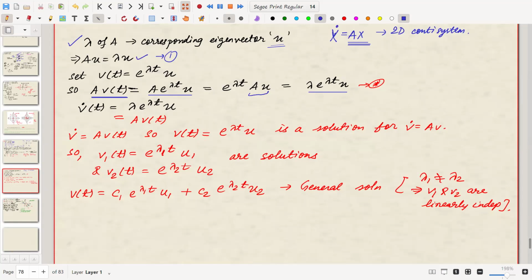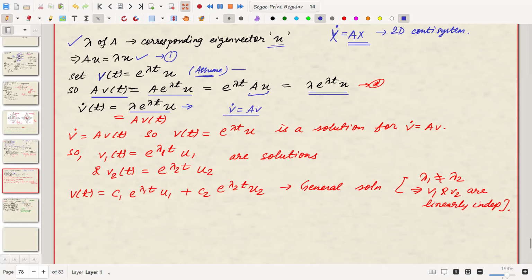Now, you already know that V of t is e to the power lambda t U. This is the assumption. Suppose this is the case. Then can you take the derivative of this, V dot of t? It will be lambda e to the power lambda t U. Now using star, AV of t is the same quantity as you got here. The derivative of V is lambda e to the power lambda t U, but you get the same quantity when you compute A times V. Therefore you proved that V dot equals AV.